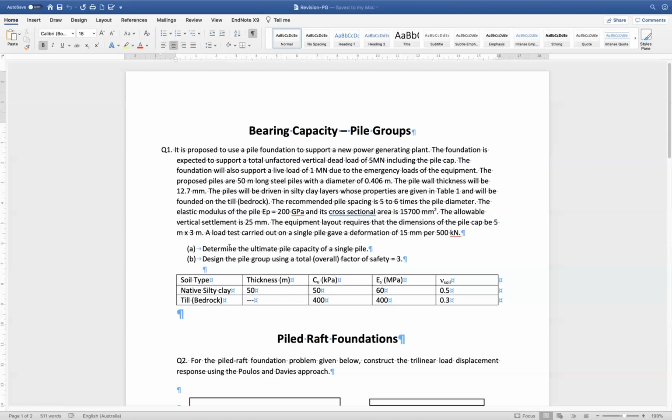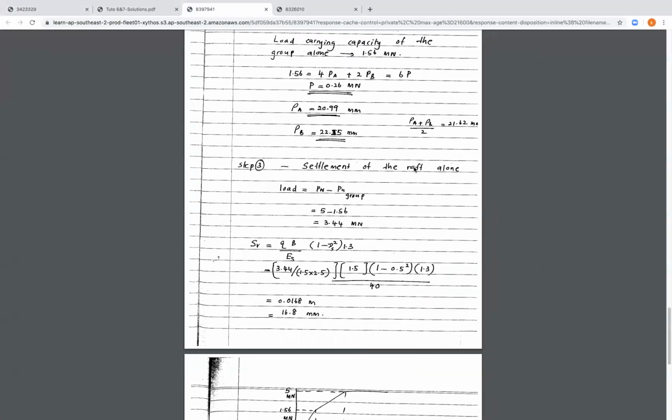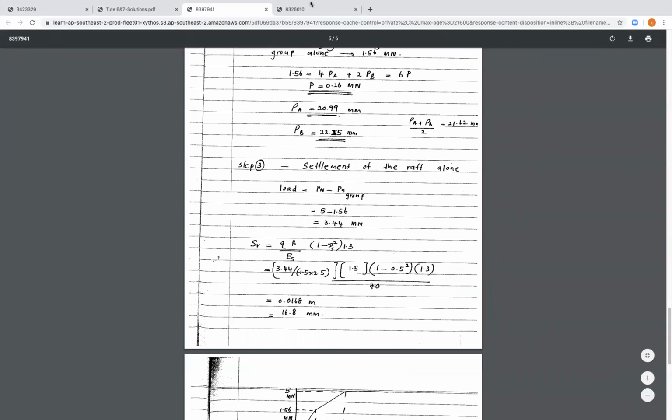calculations here. So we need to determine the ultimate pile capacity of a single pile. And we need to design the pile group using a total overall factor of safety of 3. We have been given here the properties of the soil on the site area. Okay, so we're gonna go to the answer here. That's from week number 4.